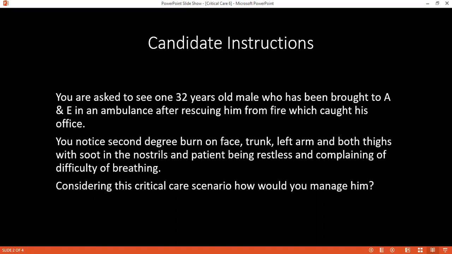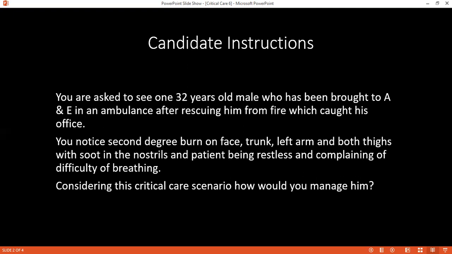Where are you going to manage this patient? In ITU. Okay. Why not in the burn unit? Would you send the patient to the burn unit? May send, but initially in ITU, then shift the patient to the burn unit. Okay. Can you please mention a few indications for the transfer of a patient to the burn unit?